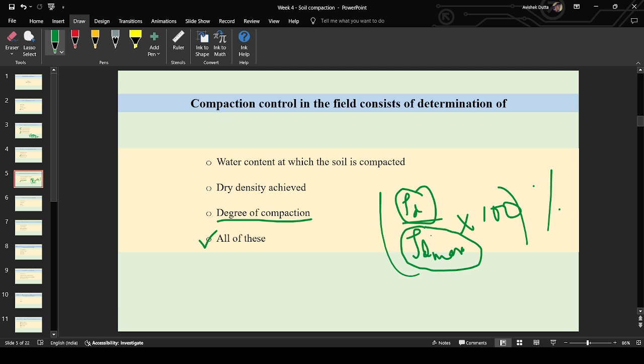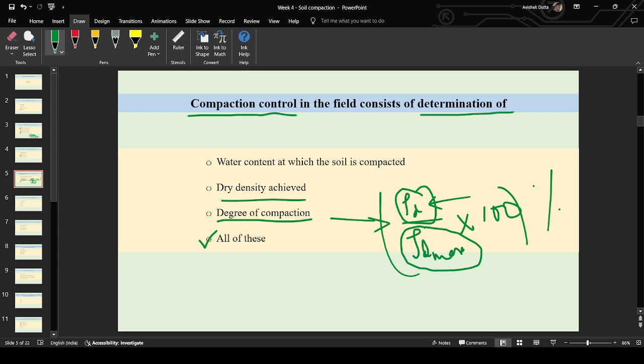The numerical formulation I'm talking about, right? Dry density will not be compared with bulk density. So the dry density that is achieved in the laboratory or in the field, whatever, divided by the maximum dry density, that is the degree of compaction. And when we say degree of compaction or dry density achieved, numerically this does not have any moisture feature or parameters. So I have told in the question compaction control in the field.